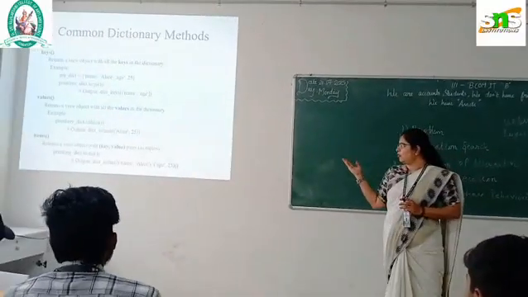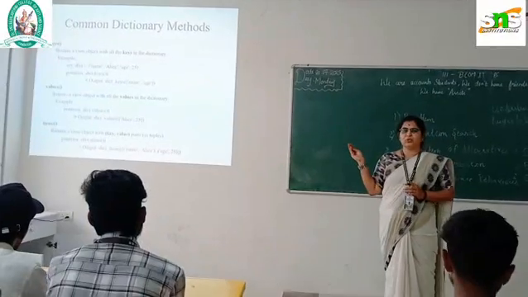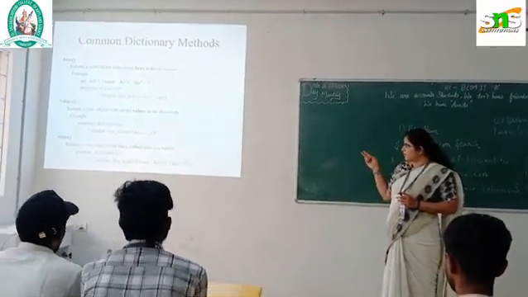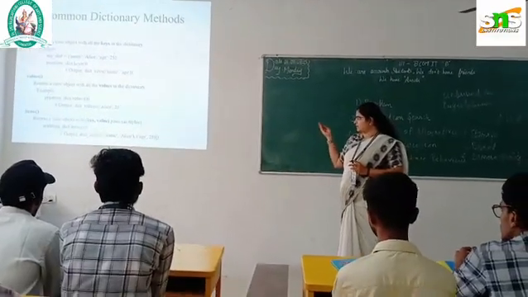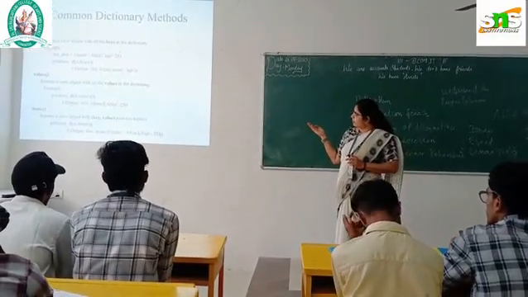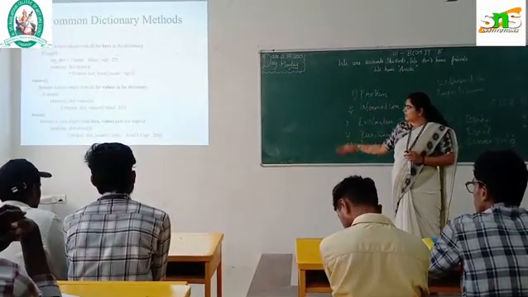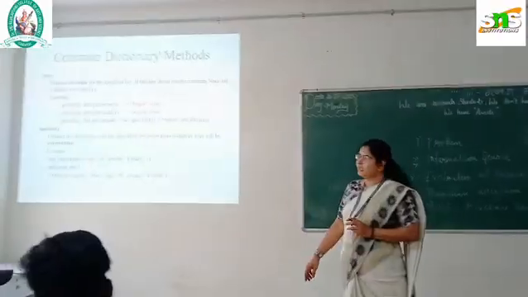Then items returns the key, value pairs which we provided in the dictionary, both given as tuples. For example, print my_dict items, which we have stored in the dictionary. Can anyone say the answer? Items: name Alice, age and 24.